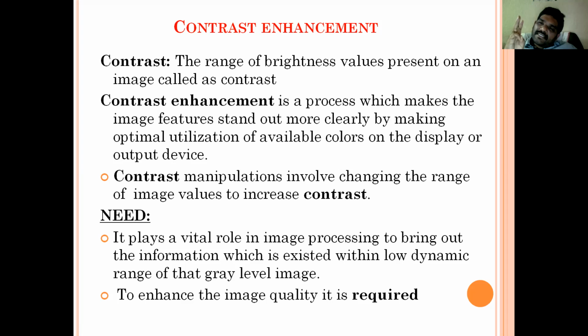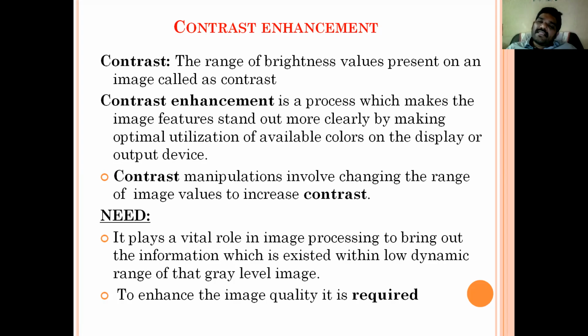We discussed three points under contrast enhancement. One is, what is contrast? The range of brightness values of an image is called contrast. Contrast enhancement makes the image features stand out more clearly by making optimal utilization of available colors on display or output devices. This process involves changing the values to increase contrast. If I want to increase the contrast, I must increase the value also. As 0 is dull and 255 is high brightness, I must increase the digital number. Contrast manipulation involves changing the range of image values, from low to high, based on the need and requirement. We can go for any type of change.